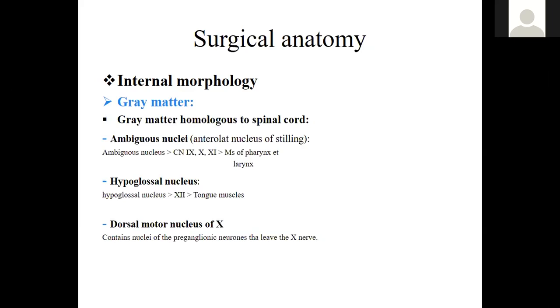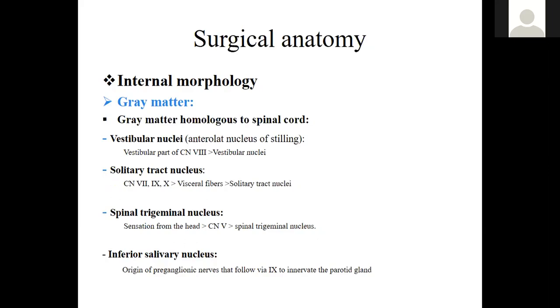We have the dorsal motor nucleus of the vagus nerve, which contains nuclei of the preganglionic neurons that leave through the vagus nerve. Moreover, we have the vestibular nuclei, which receive afferences from the vestibular part of the 8th cranial nerve, the vestibulocochlear nerve. We have the solitary tract nucleus, which receives afferences from visceral fibers, receiving information from the cranial nerves number 7, the glossopharyngeal, and the vagus nerve.